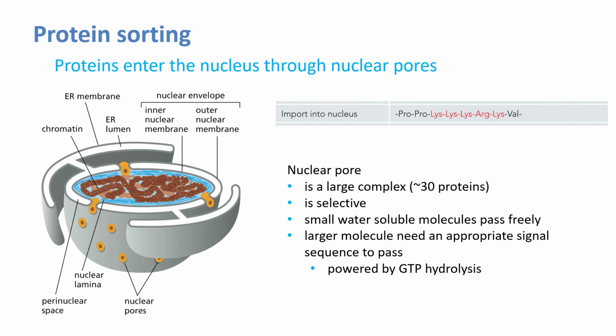It is selective in that it does allow small water-soluble molecules to pass freely, but these larger molecules, such as proteins, need an appropriate signal to be able to pass through the pore. Transport across or through that nuclear pore is powered by hydrolysis of GTP. So again, storage of that energy in a high-energy phosphate bond.